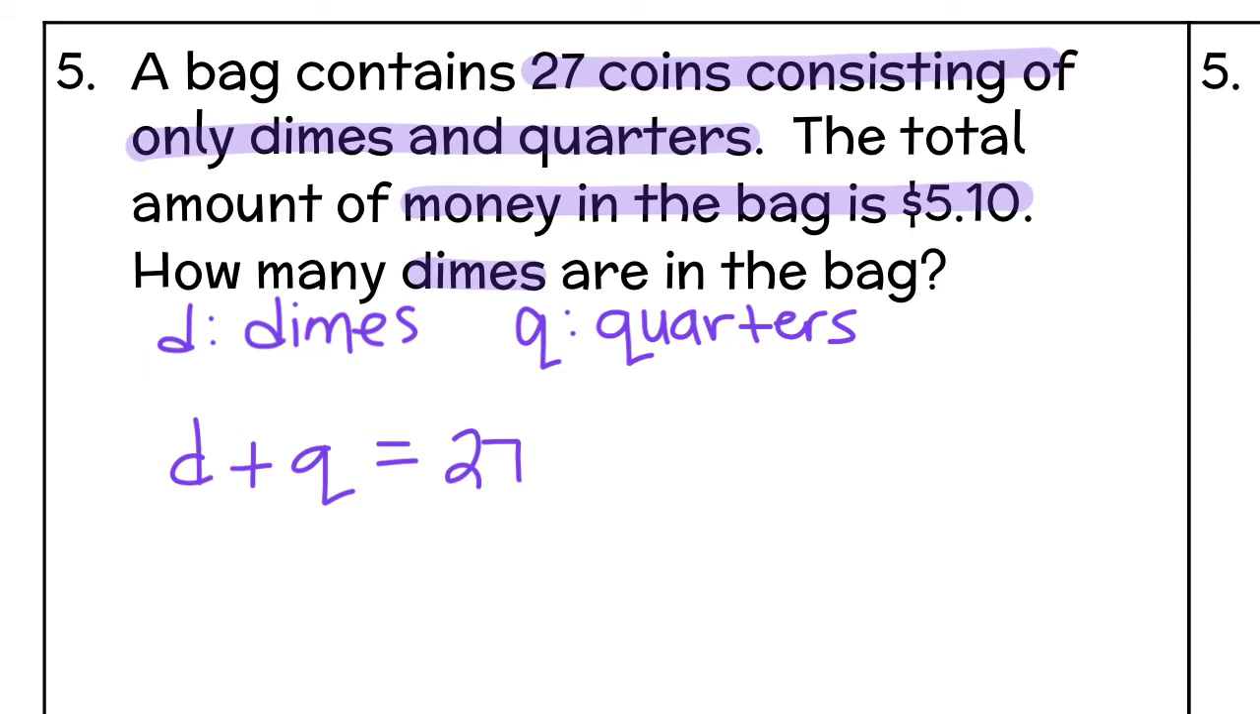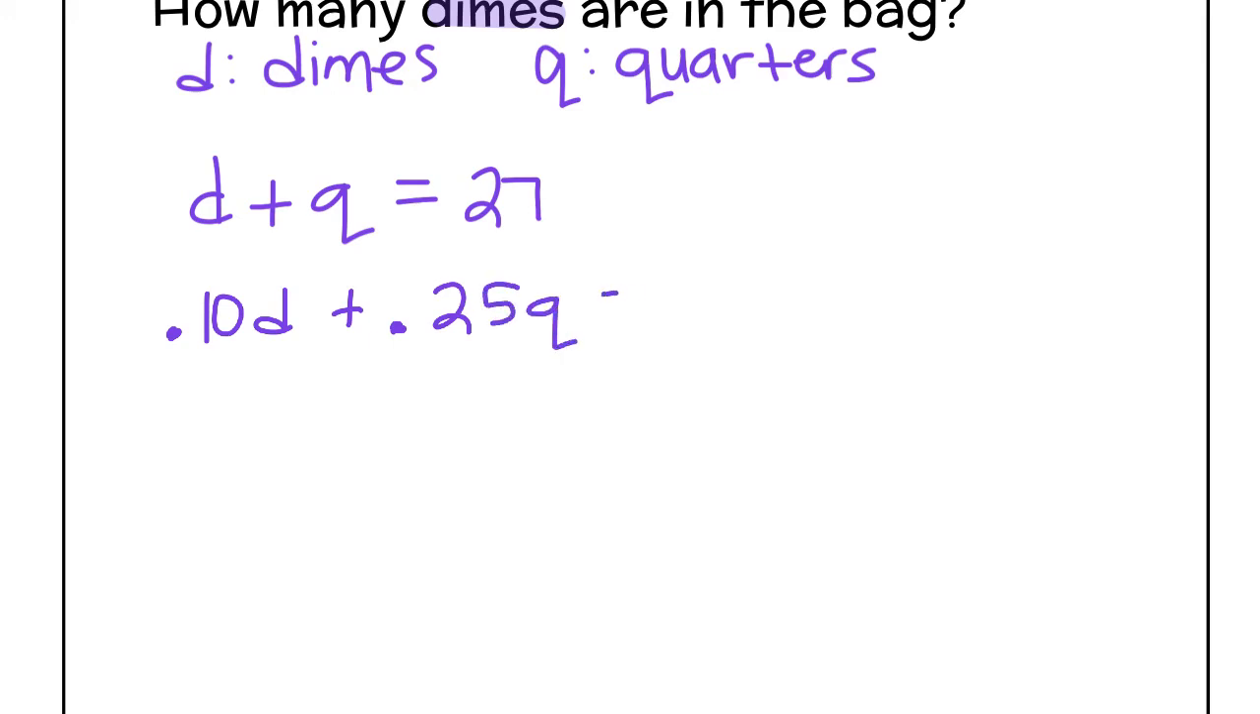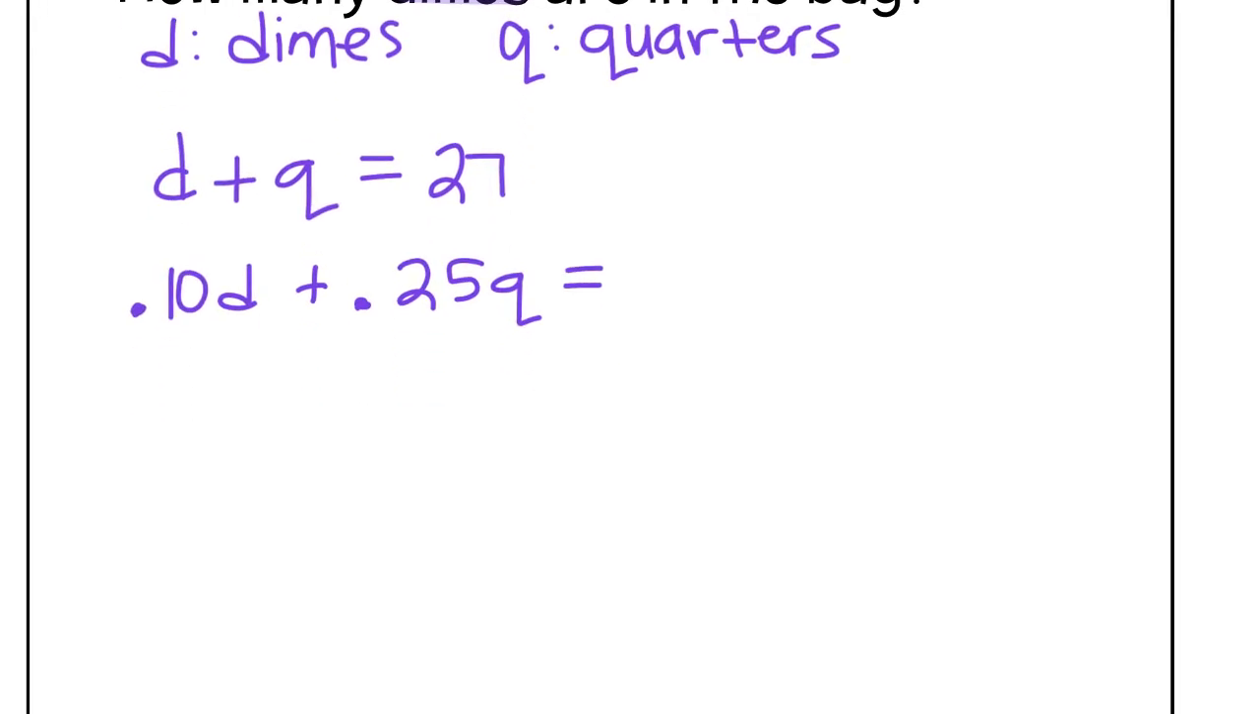Okay, the second part that it tells us is the total amount of money in the bag is $5.10. So all these coins are worth $5.10. So you need to know how much each type of coin is worth. A dime is worth 10 cents, but you have to write it like money, so it would be 0.10 D. A quarter is worth 25 cents, so 0.25 Q is equal to, they told us, $5.10.